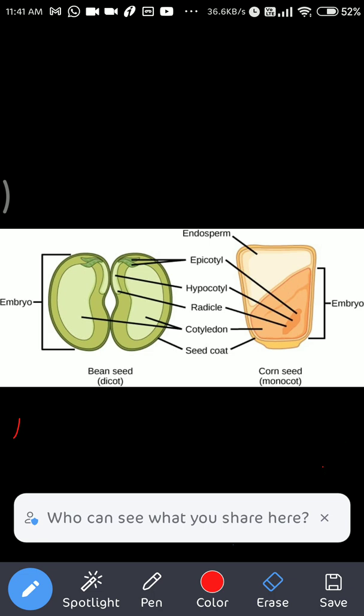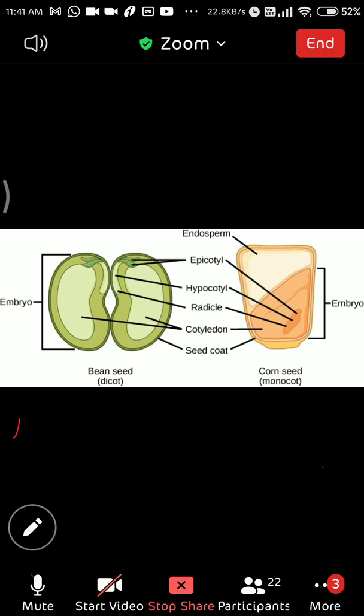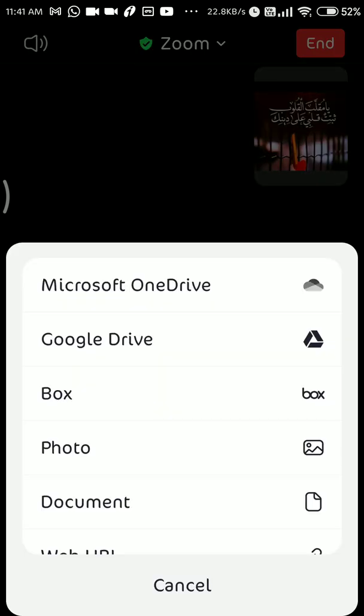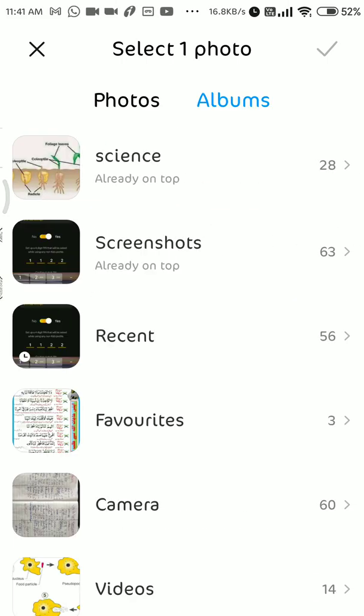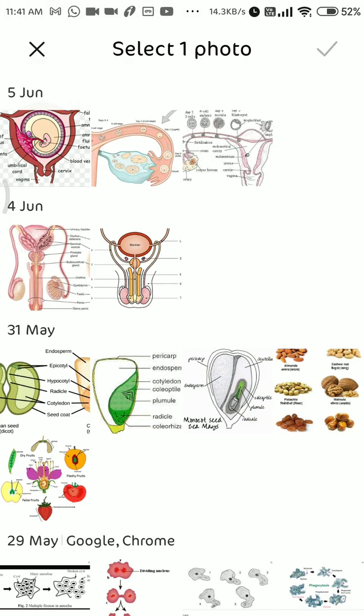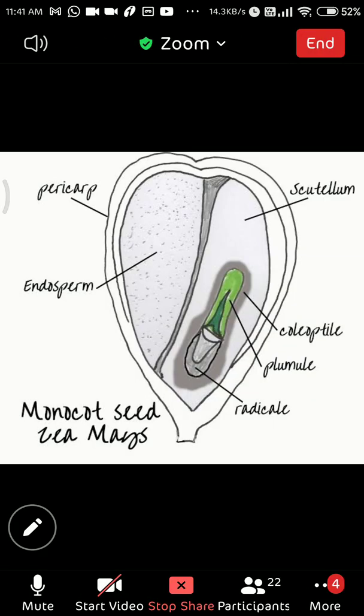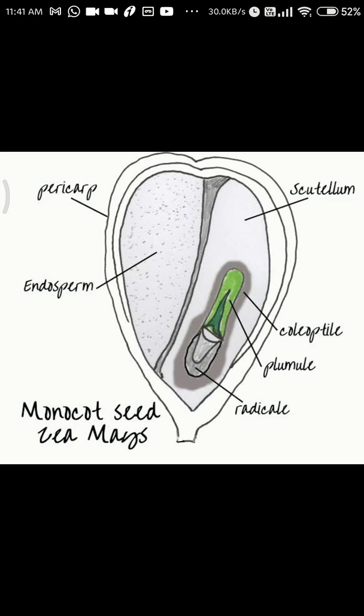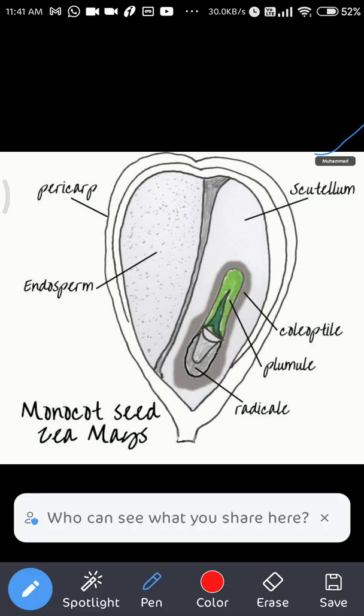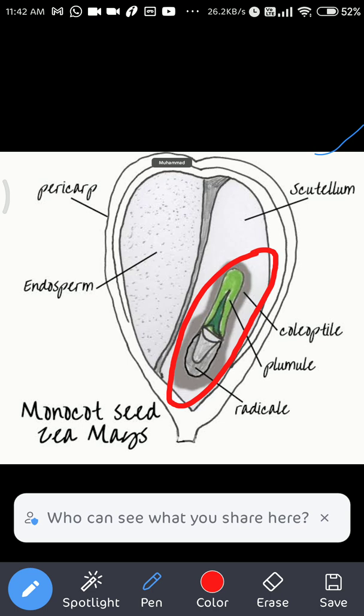I'll show you another picture of the embryo. Wait a minute. Mute your mic. Okay, here. Who is using my screen? Just concentrate on what I'm explaining. Then I will ask you.